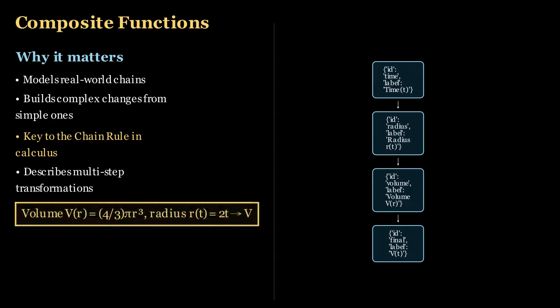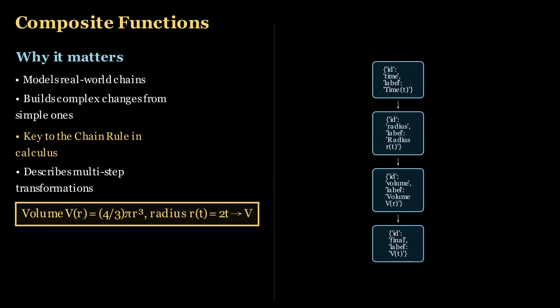You plug the radius function into the volume function. This idea of chaining rates of change is exactly what leads to the chain rule in calculus, one of the most powerful tools for understanding how things change. It lets us break down a complicated change into simple, understandable parts.